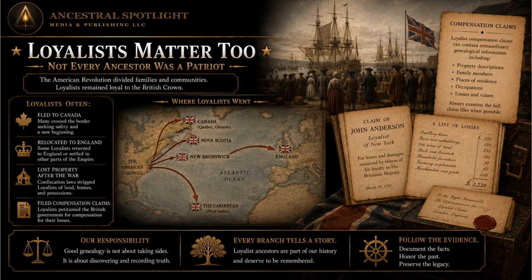Many American families have Loyalist ancestors instead of Patriots. After the war, thousands of Loyalists fled the United States. Large numbers relocated to Canada, Nova Scotia, New Brunswick, England, or the Caribbean. Some filed detailed compensation claims documenting property losses caused by the Revolution. These claims can contain remarkable genealogical detail. Researchers should avoid emotionally romanticizing one side or another. Our responsibility is to document history accurately.